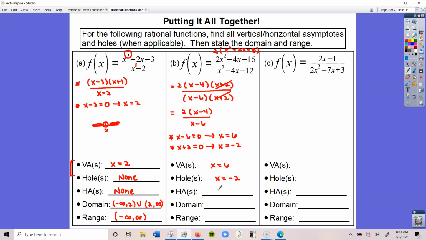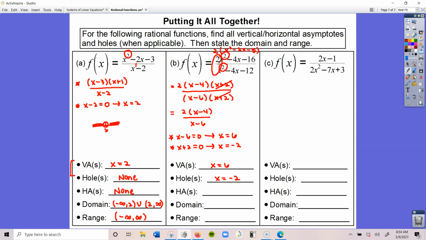For the horizontal asymptote, we look at the original function and compare the degree of the numerator with the degree of the denominator. Since the degree of the numerator is 2, and the degree of the denominator is also 2, then we just divide these coefficients, since they are the same.